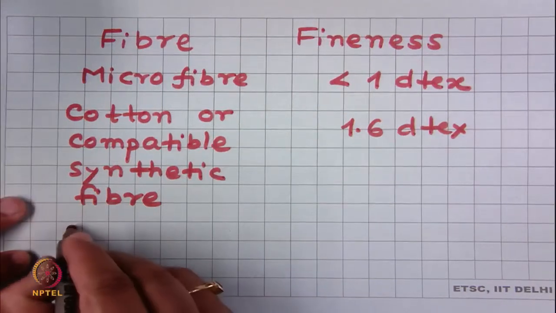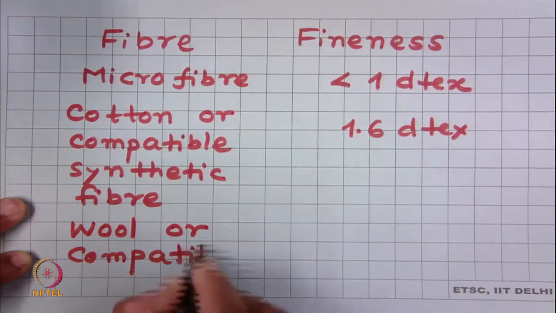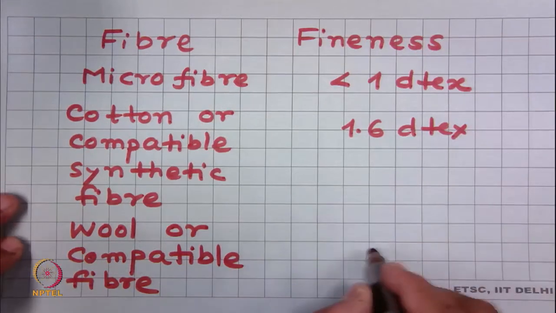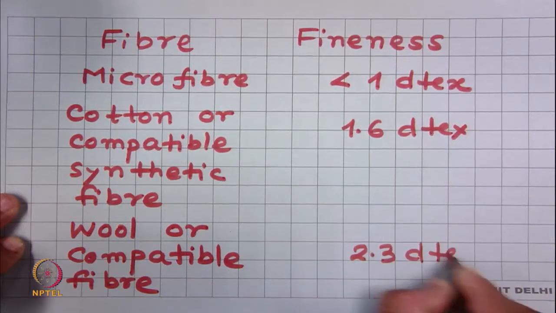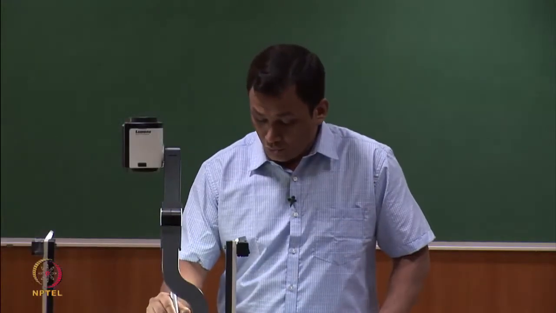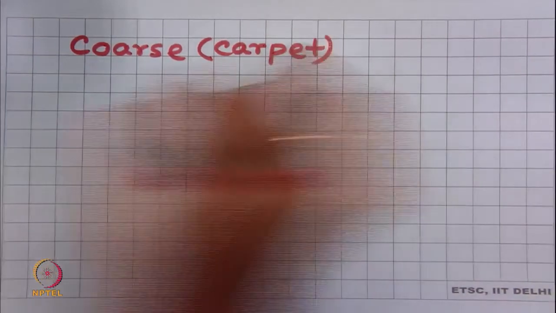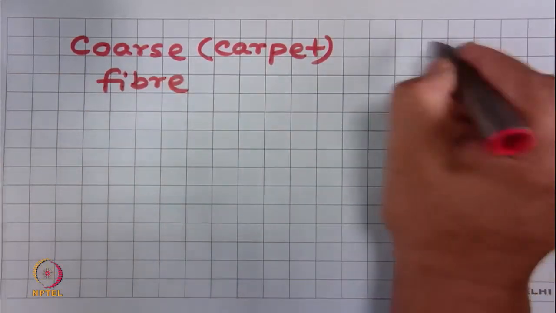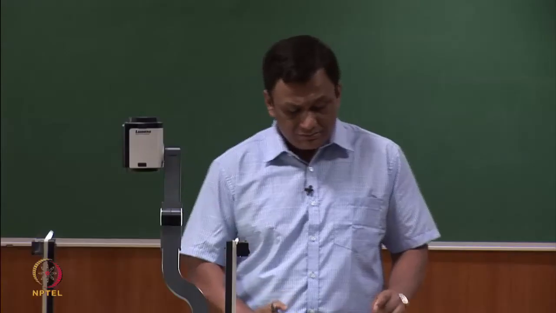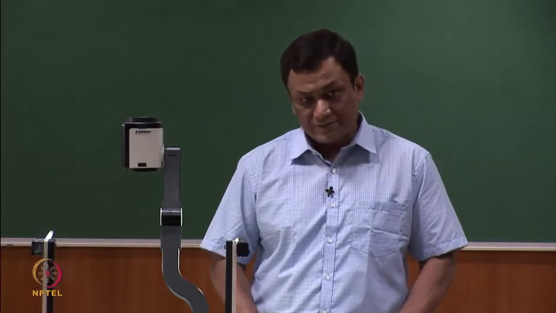That can be wool or compatible fiber. The fineness will be a little higher, say 2.3 decitex. And there could be coarse fiber, which are sometimes called carpet fiber. Their fineness can be greater than 2.7 decitex. So, these are the very practical values of fiber fineness. We typically deal with such fibers.